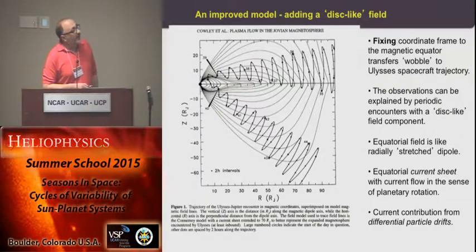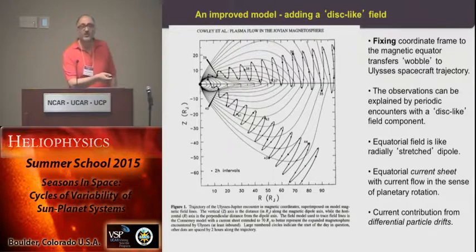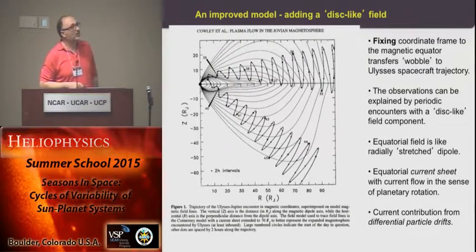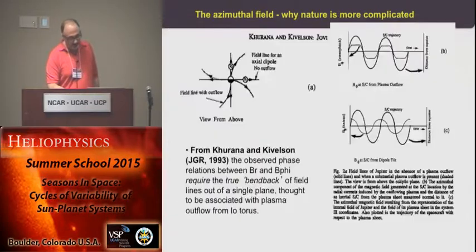Okay, so that current sheet has to support current flow in the sense of planetary rotation because of the polarity of Jupiter itself. And that means ions flowing in the sense of planetary rotation, electrons drifting in the opposite direction. So those particle drifts are an important contribution to that magnetodisk current, but certainly not the only contribution.